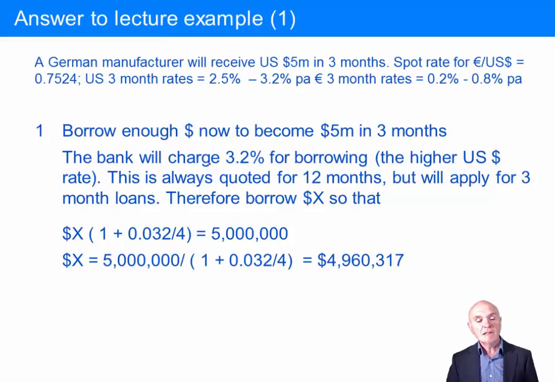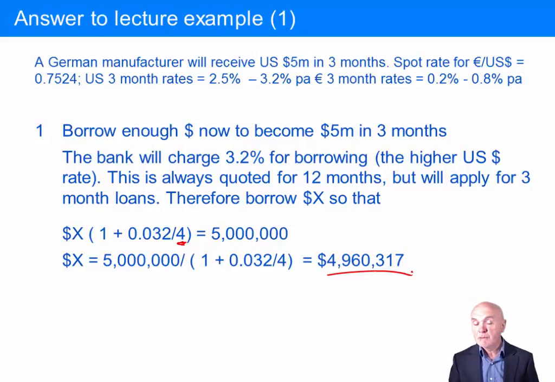So we're going to be receiving $5 million in 3 months. We want a $5 million liability, therefore, to be existing in 3 months. So we borrow enough dollars now to accrue, after 3 months' interest, up to 5 million. So if we borrow X now, we put it on deposit, and here's our 3.2%, but divided by 4, because we're only earning 3 months' interest on that. It's a per annum rate that applies for 3 months. Then we can work out that if we borrow this amount now, then in 3 months' time it will have accrued up to 5 million.